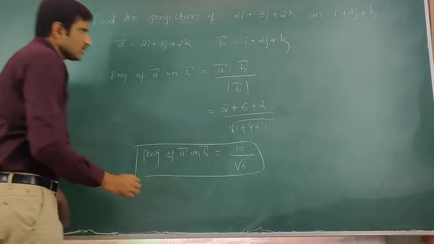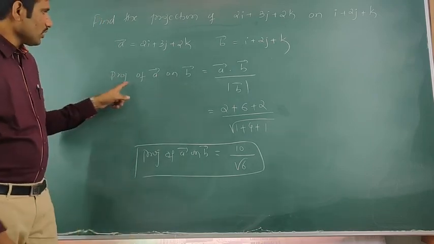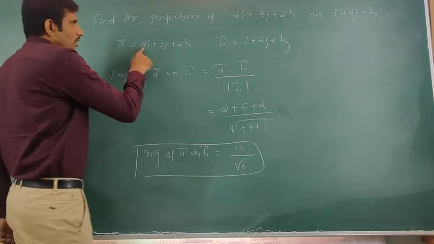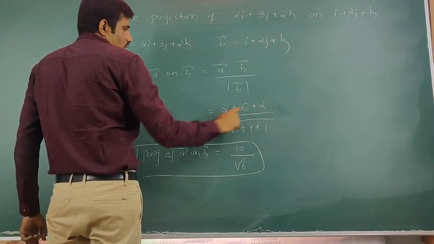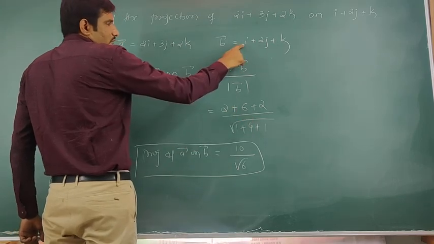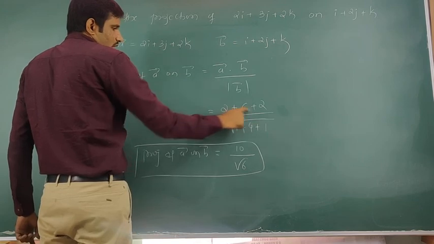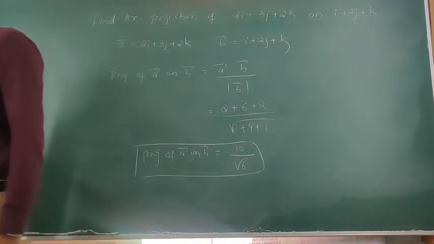It's very easy, students. First write the first vector as A and the second vector as B. Then the projection of A on B is A dot B by magnitude of B. A dot B is 2 into 1 is 2, 3 into 2 is 6, 2 into 1 is 2. Divided by root of the magnitude of B: 1 square is 1, 2 square is 4, 1 square is 1. So 10 by root 6 is the projection of vector A on B.